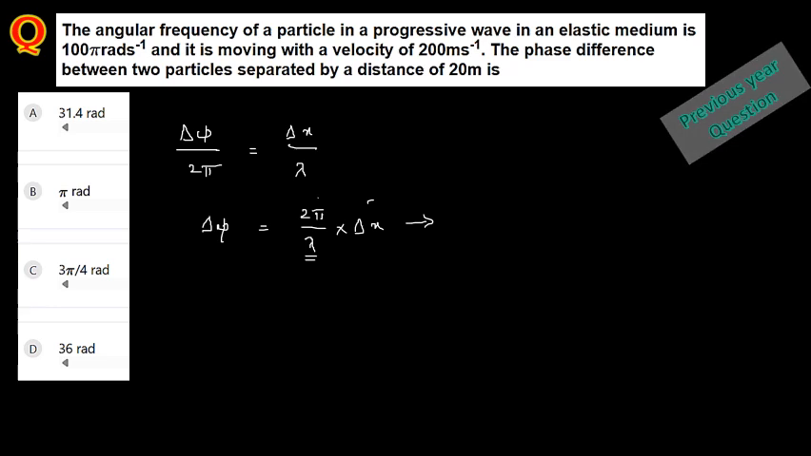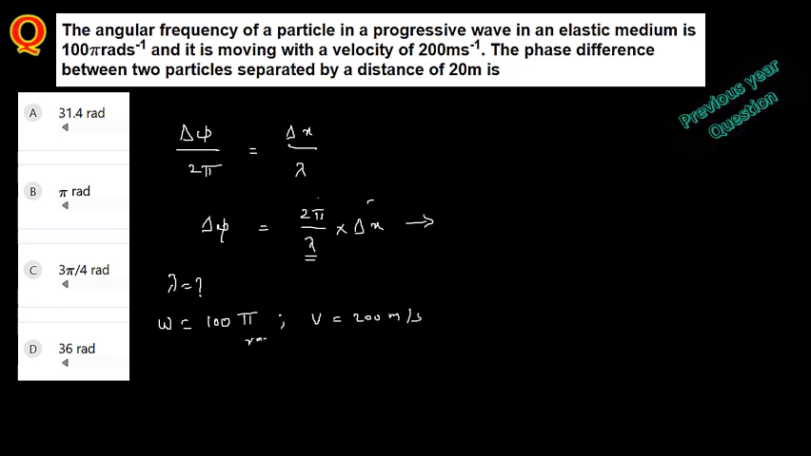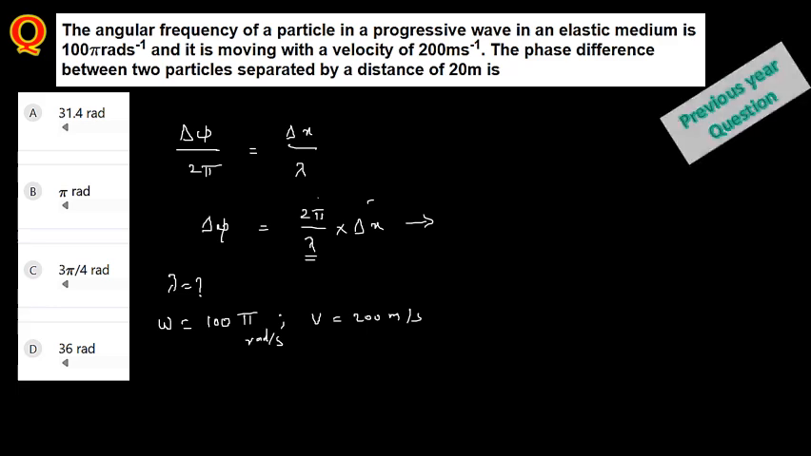If you know lambda, you can substitute the value over here and get del phi. To find the wavelength lambda, what data have they given? The omega value is 100 pi radian per second, and the velocity is 200 meters per second. This is angular velocity, and this one is velocity.